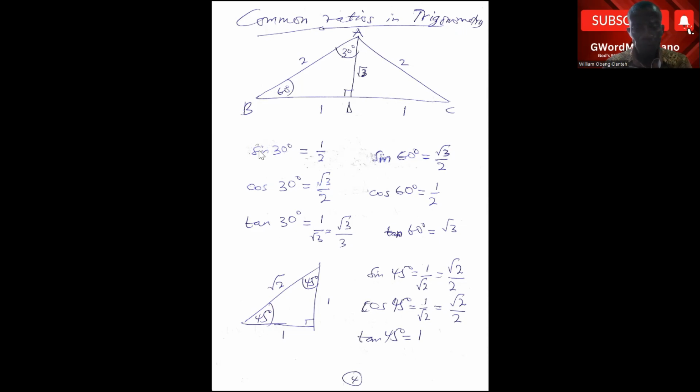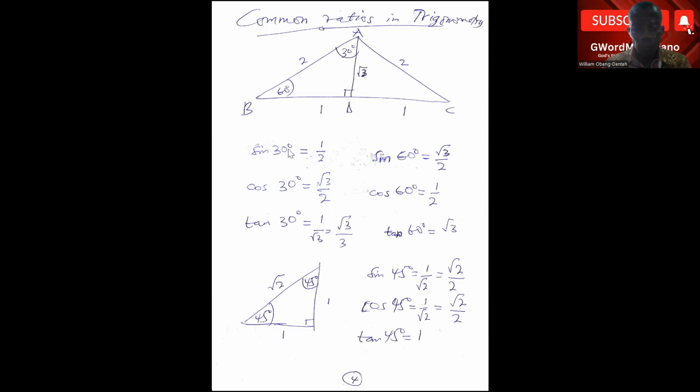And so sine 30 degrees from our diagram, over here is 2, over there is 1. So we use the Pythagoras theorem, this squared minus that squared, and then the square root gives us square root 3. And so that is what we are actually using to compute these common ratios.